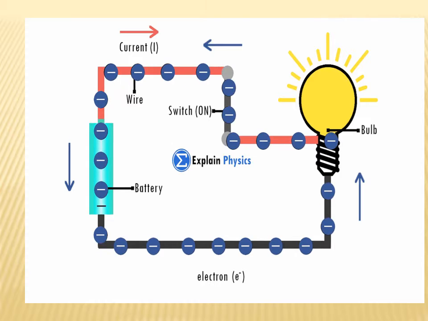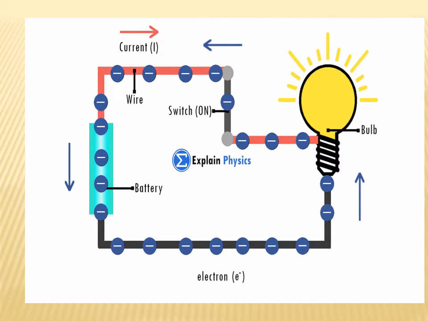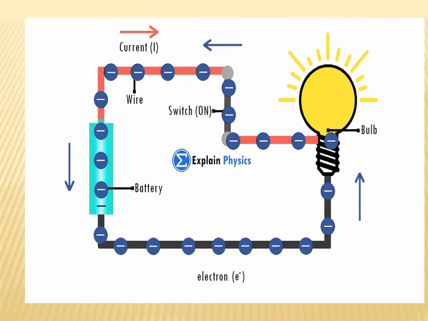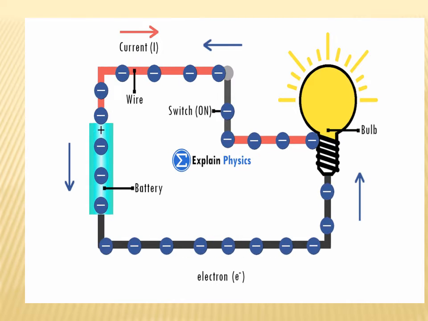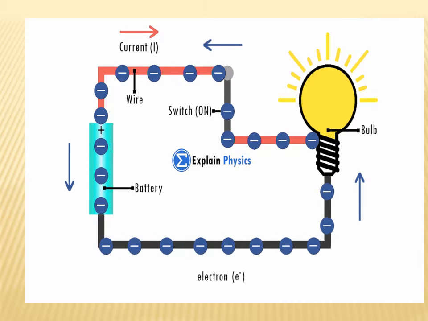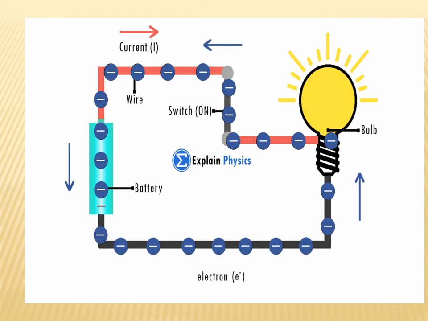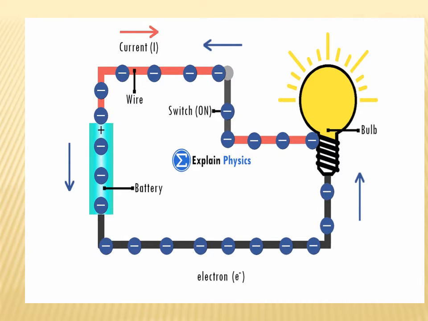Students, you are very much familiar with this circuit diagram in which the electrons are moving from the negative to the positive terminal of the battery, while the current is flowing from the positive to the negative terminal of the battery. The energy produced here is used for glowing the bulb.